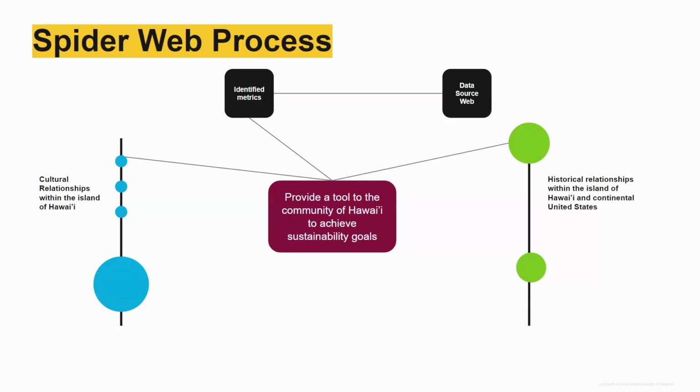We also know that we have two very clear boundaries that we need to work within, and that's the cultural relationship within the island of Hawaii. You don't want to be a university that's in the middle of the desert going to an island saying, hey, this is what you need to do, right? And then there's the historical relationship with the island and the continental US. Again, you don't want to be someone coming from the continental US saying, hey, we know better than you do, right? So how do we do it?